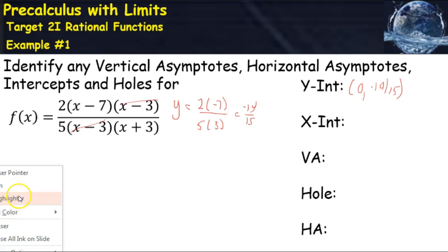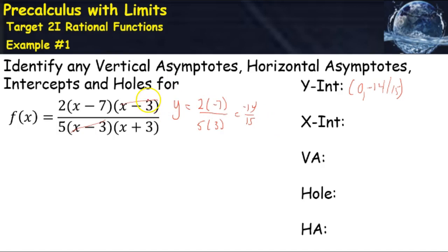That's messy. Really doesn't like my 4s. That made it even messier. Okay, one more time. Negative 14/15. Okay.